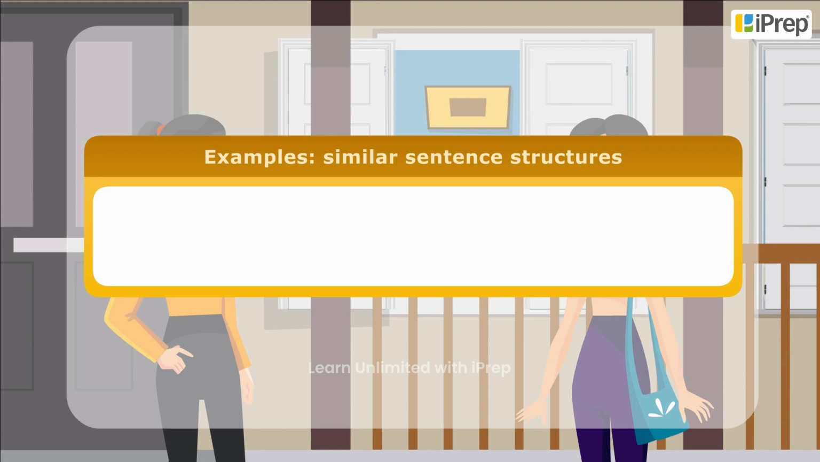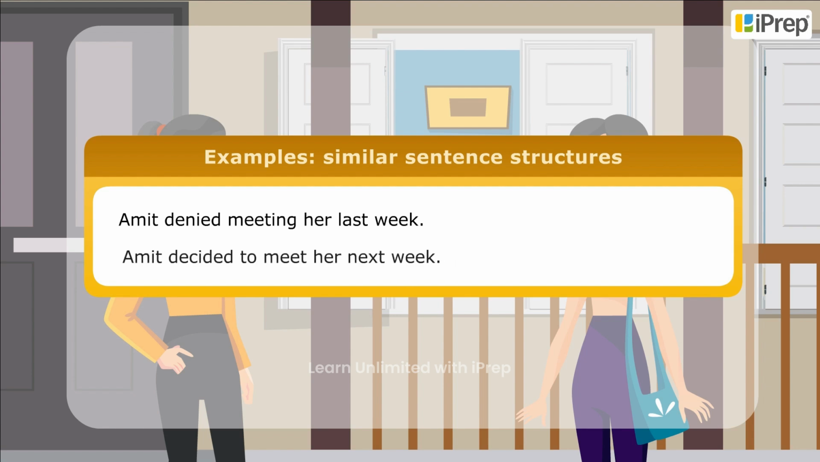Here are few more examples of similar sentence structures. Amit denied meeting her last week. Amit decided to meet her next week.